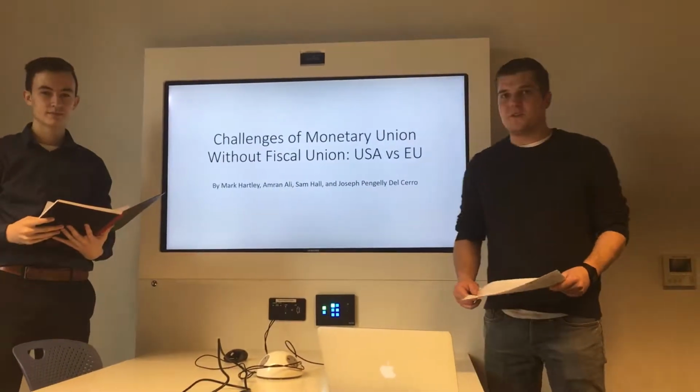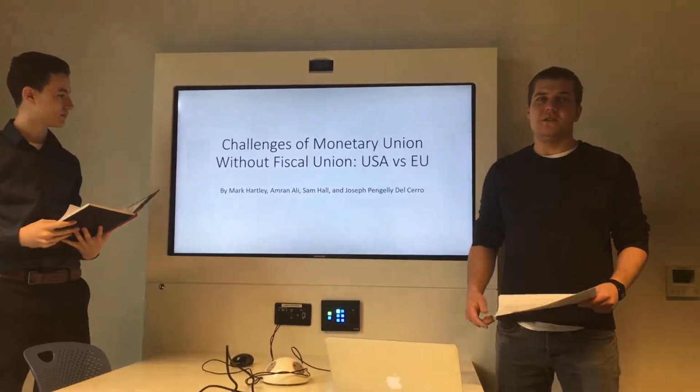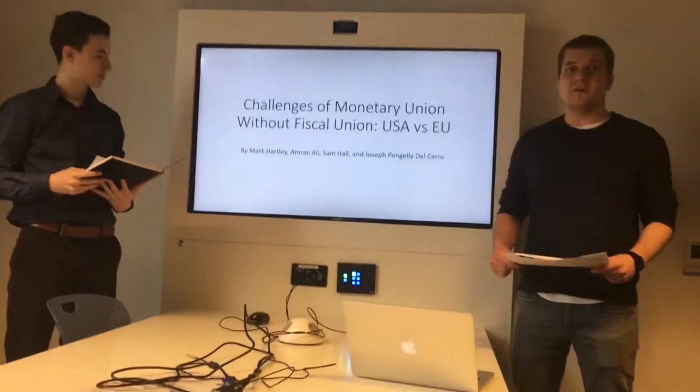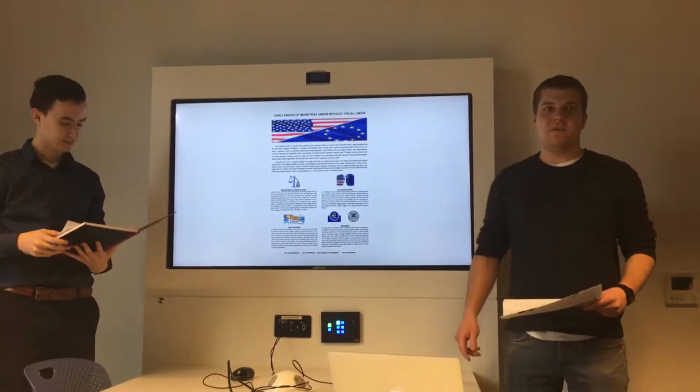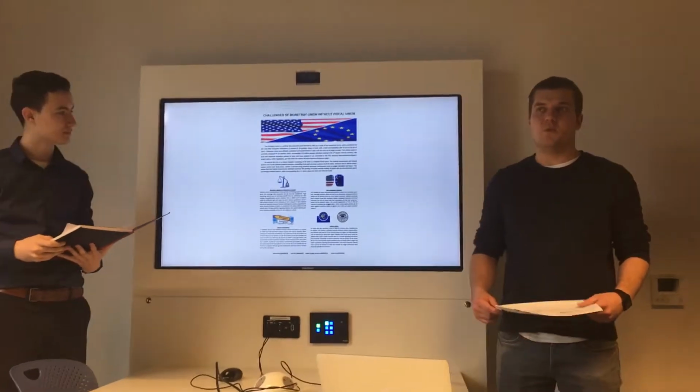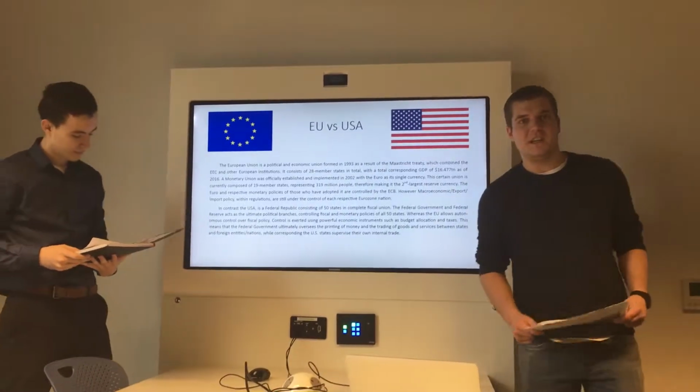Okay, so for our poster we chose topic 10, challenges of monetary union without fiscal union, using the USA and EU as an example. So this is our poster that we've made, and for the presentation we've broken it down into smaller parts so it's easier for you to see. So I'll pass you over to Joe for the introduction.